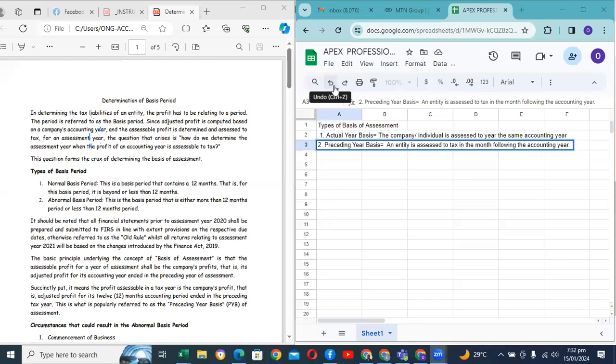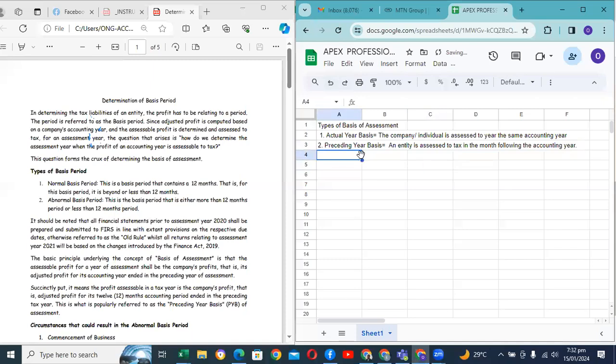Okay. Now, for the preceding year basis, I was giving an example. I was saying that for preceding year basis, if an accounting year is 2023, it means that the year of assessment will be 2024 because 2024 follows 2023. So the accounting year comes before the year of assessment. Are those two terms very clear?